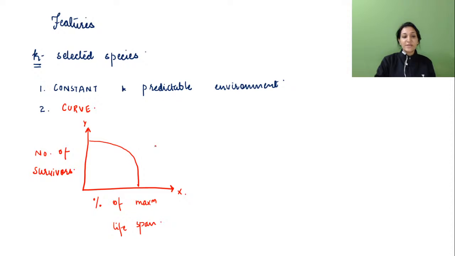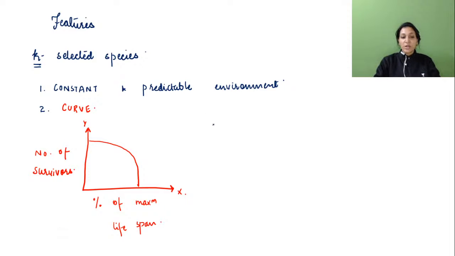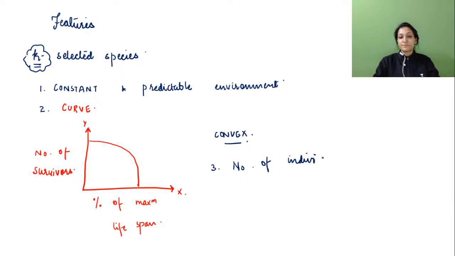So the survivorship curve for the K-selected species is convex. Remember this, that the survivorship curve for K-selected species is convex. Then the death rate is less, density would be constant, or near to the carrying capacity. It is dependent on the carrying capacity, because we are calling them K-selected, so that is the representation of carrying capacity. So density is fairly constant, number of individuals constant.